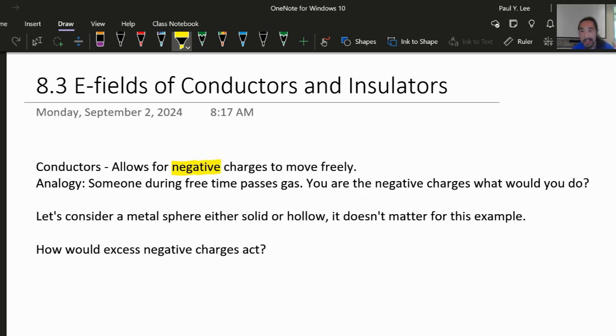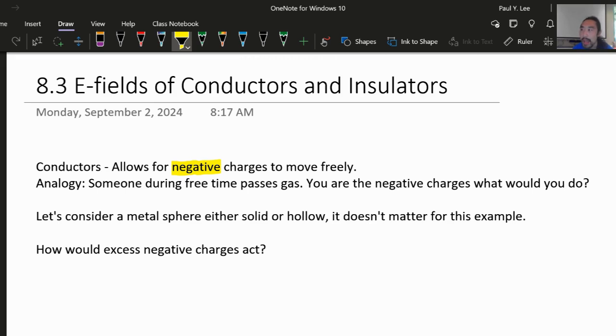As infantile as this analogy might seem, I think it does a really good job of thinking about what exactly is happening during the charging phases of conductors. In my analogy, imagine you have free class time, you're not bound by your seats, you're allowed to move anywhere, and someone passes gas. You are the negative charges. What are you going to do? And I'm not just talking about your everyday passing gas. I'm talking about the really, really bad stuff.